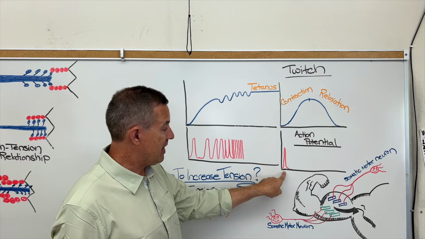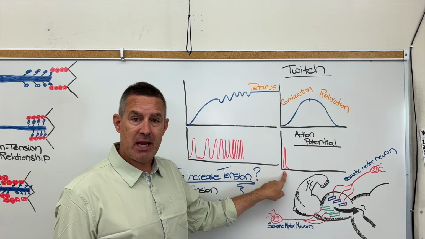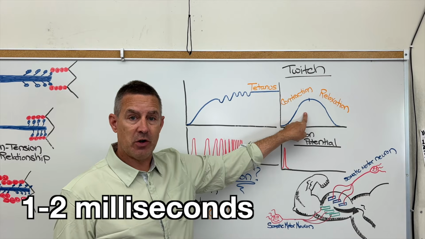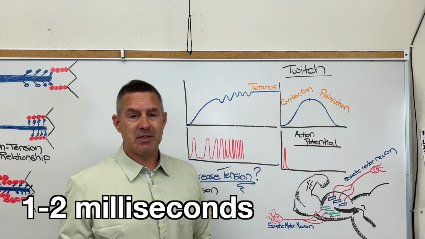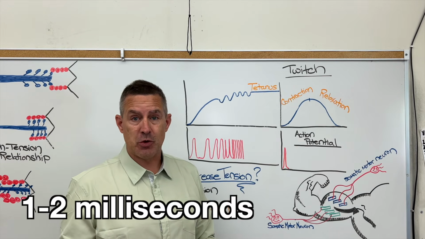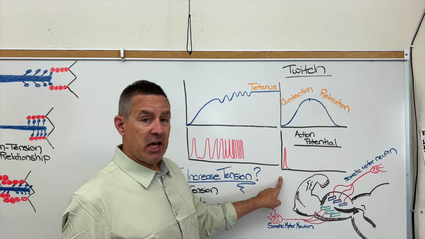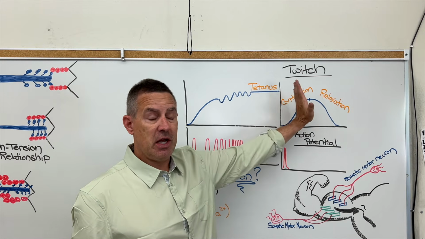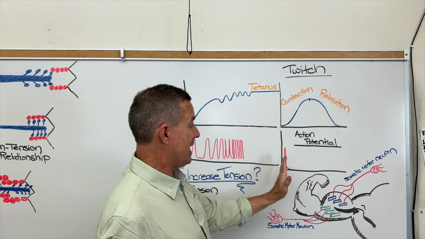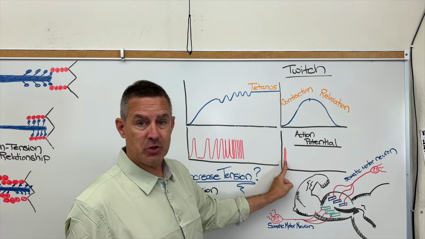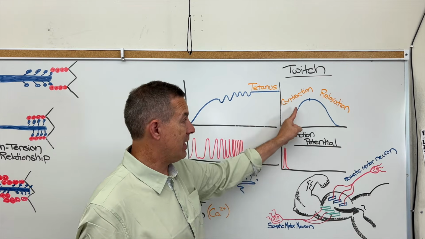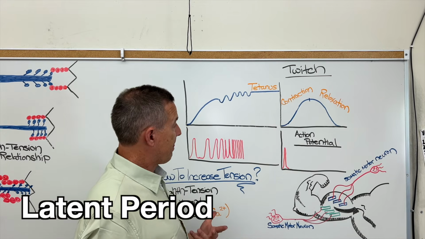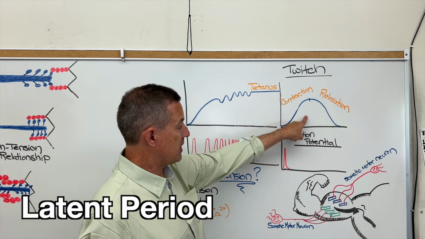One thing to note, this action potential right here takes about 1 to 2 milliseconds. The twitch is variable between 7 to 70 milliseconds, depending on if we're a fast twitch muscle or a slow twitch muscle. But the action potential is super fast in relation to the twitch. There's actually a delay between when depolarization occurs in the muscle fiber and when it actually begins to contract. That delay is known as the latent period. But we have an action potential causing a twitch.